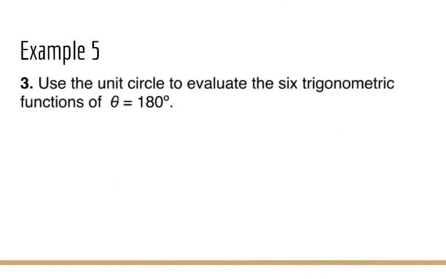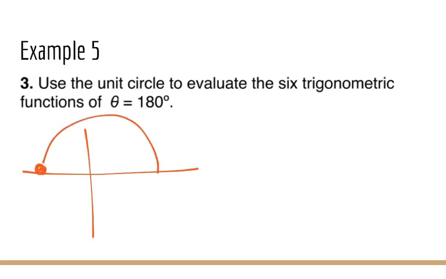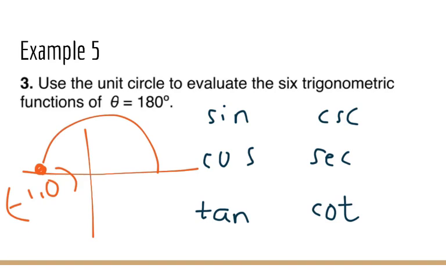Okay, so why don't you guys try it? See if you can get the ones that are undefined. Those are just the ones that have you divide by 0. And I want you to do it for 180 degrees, which is right here. So the coordinates for that is negative 1 comma 0. So that should get you started doing sine and cosine. All right, so the sine is the y value, so that's 0. Cosine is the x value, that's negative 1.